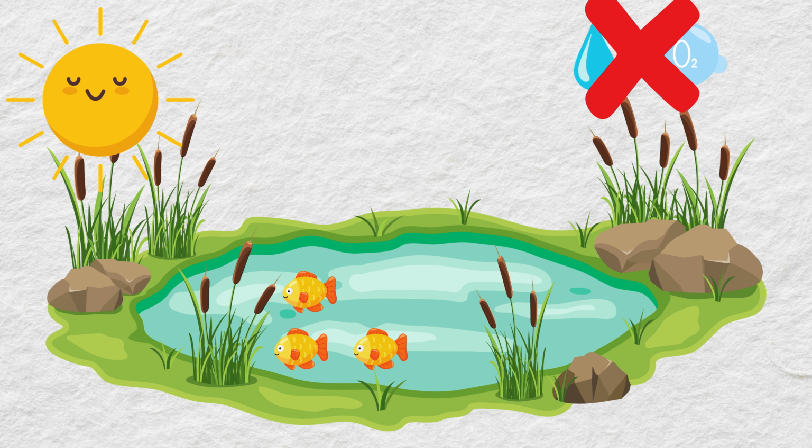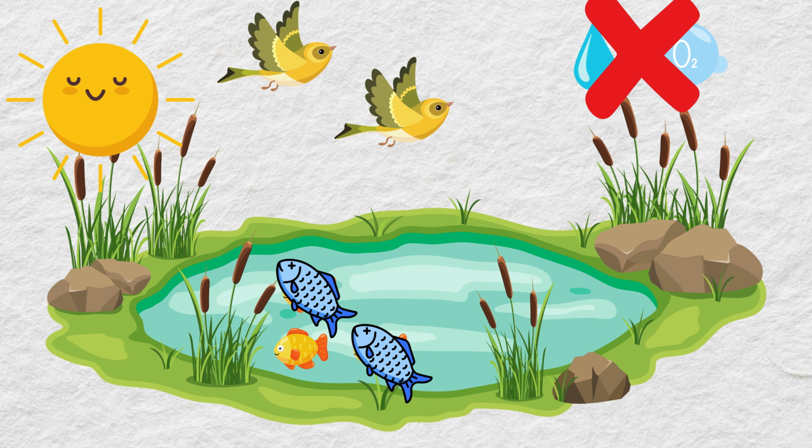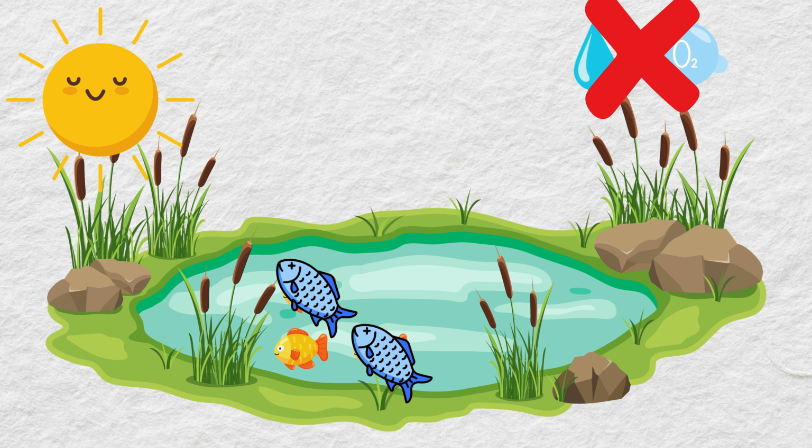Fish start to struggle, some die. That's a biotic impact. With fewer fish, the birds that feed on them also suffer. Maybe they leave the area, or fewer chicks survive. And just like that, a change in temperature affects plants, animals, and an entire food web. This shows how deeply connected everything is.